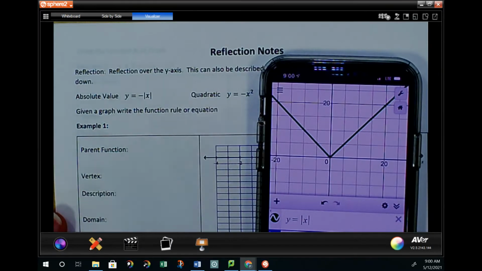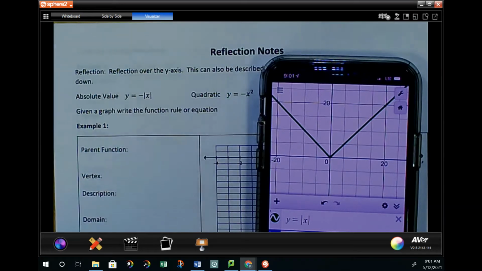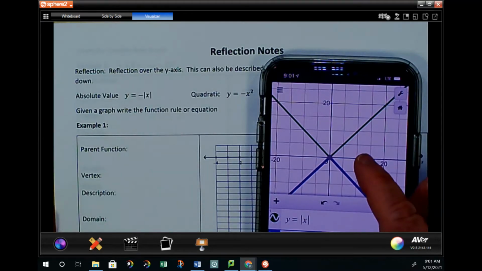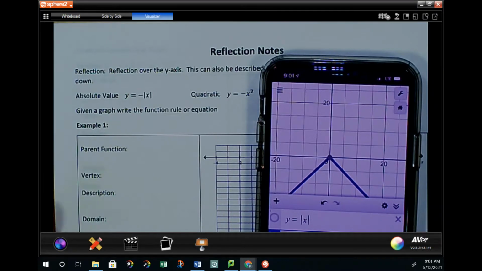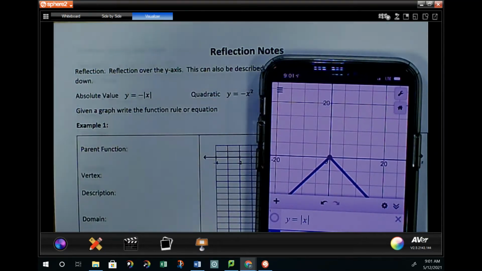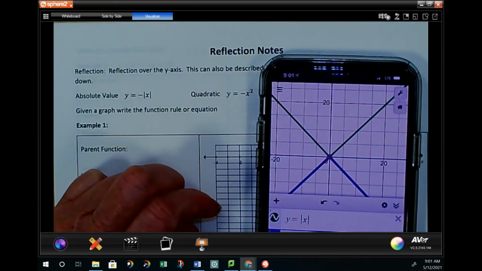Now I'm going to go to the next one, and I'm going to type in y is equal to negative absolute value of x. So y equals, and then I'm going to type in negative, and now I hit those absolute value signs of x, and notice that my purple graph just flipped upside down. So I'm going to turn this one back on. There's my original. Now that purple one just flipped upside down. It's exactly the same shape as my green one. It just made it flip.